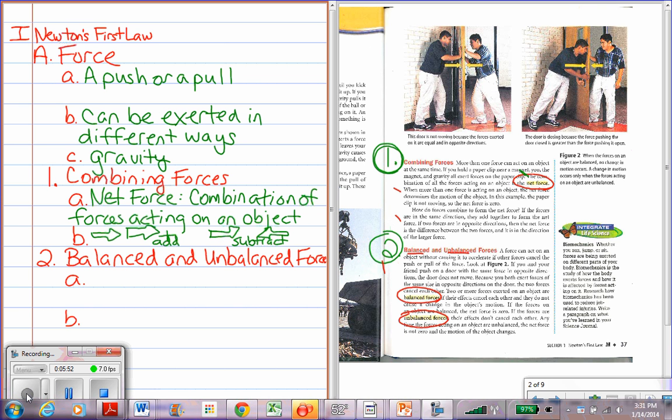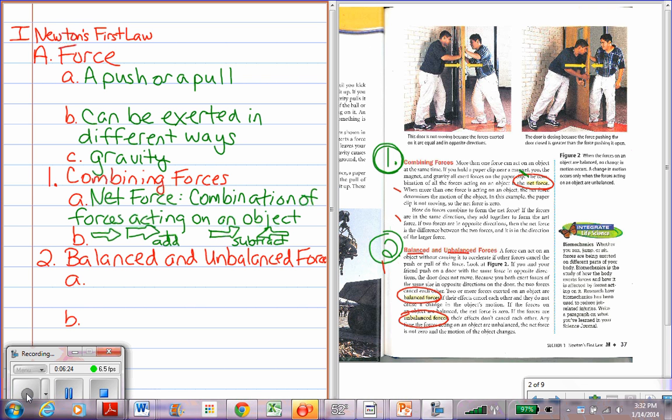Two or more forces exerted on an object are balanced forces if their effects cancel each other and they do not cause a change in the object's motion. If the forces on an object are balanced, the net force is 0. If the forces are unbalanced forces, their effects don't cancel each other. Anytime the forces acting on an object are unbalanced, the net force is not 0 and the motion of the object changes.